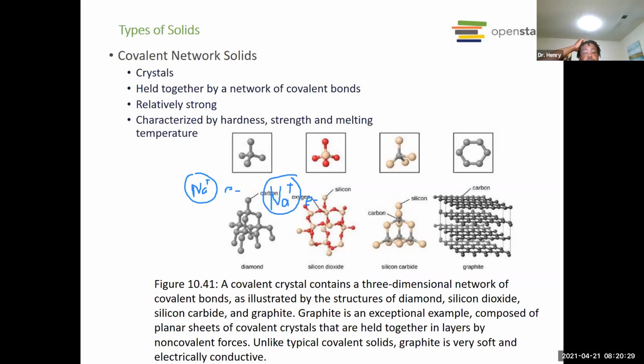So we have covalent network solids. The prime example of this is the diamond. So basically diamond is just carbon. It's the carbon molecule, and you just have units of carbon that are covalently connected to each other. Right? Carbon, carbon, carbon, carbon, carbon, just completely connected to each other. Okay, now these guys are relatively strong. They have hardness, they have strength, and they have very high melting temperatures. Right? So you've never heard of a diamond melting, have you? No.